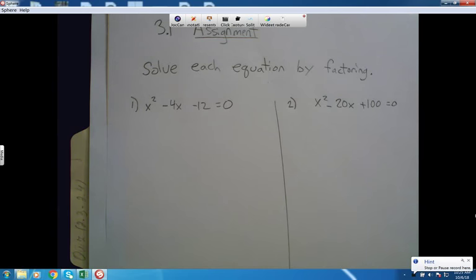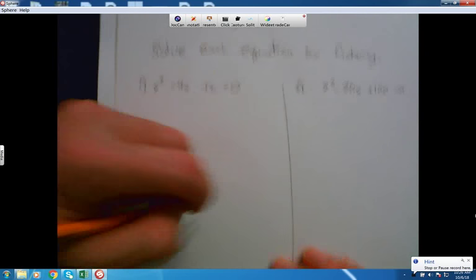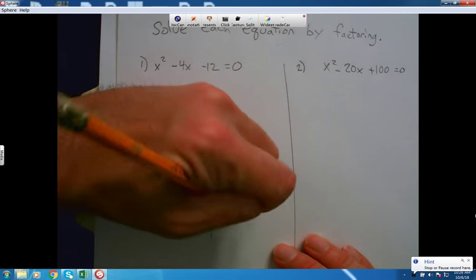So, okay, right now I am on the assignment packet, so you might want to go to that packet, and we're on 3.1, and I'm going to do problems 1 and 2 with you. I'm going to show you how to solve a quadratic equation by factoring. Before we do that, let's take a look at what that even means we're doing.